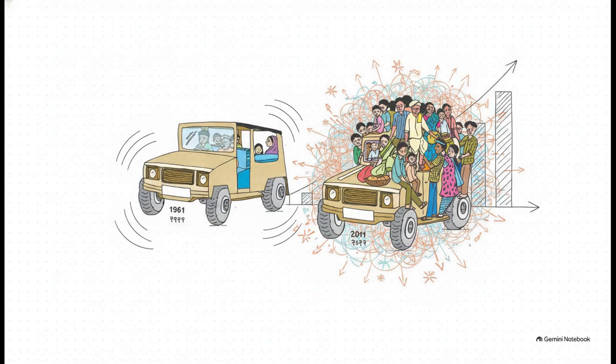Take a look at this real quick. It's a pretty striking visual metaphor for that exact explosion in India. On the left, we've got a relatively empty Jeep representing 1961. Fast forward to 2011 on the right, and that exact same vehicle is dangerously overcrowded. It perfectly illustrates what happens when population growth vastly outpaces infrastructure.